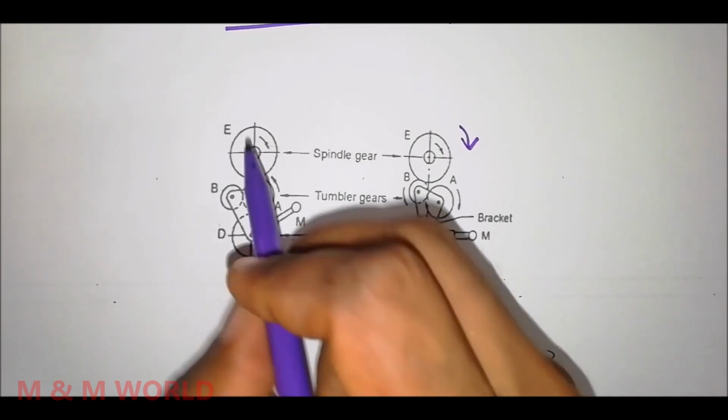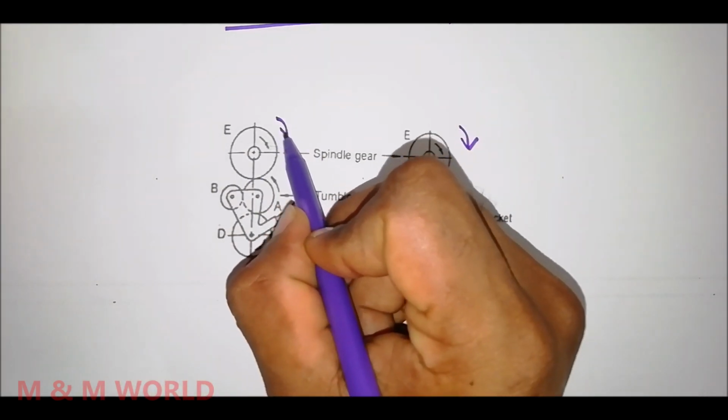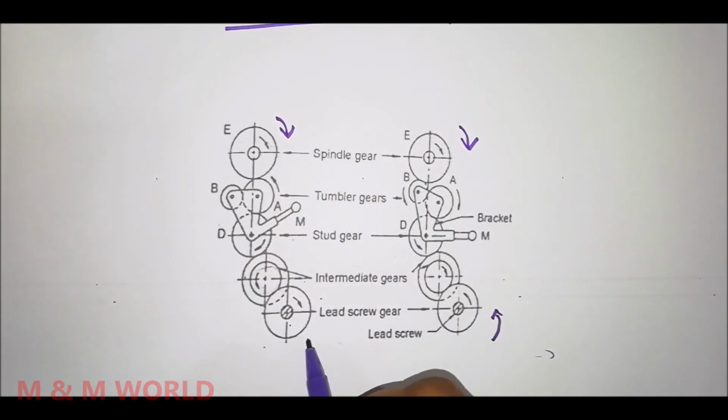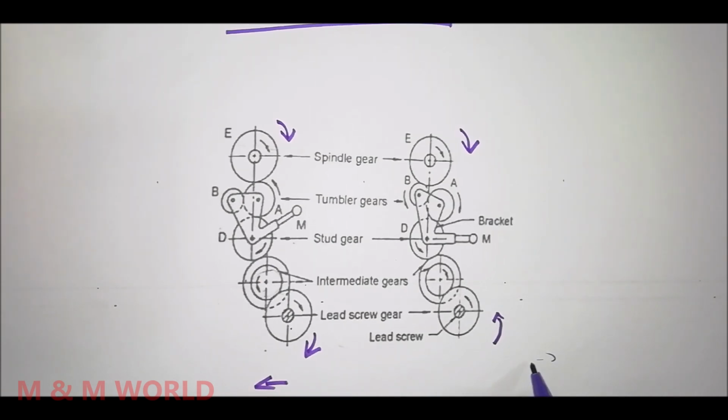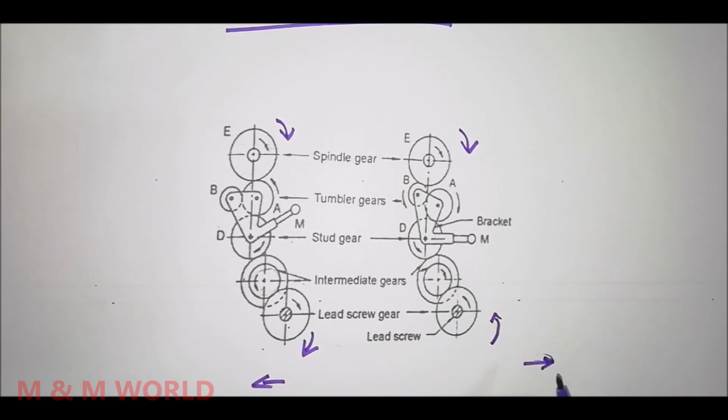And in this case, the spindle gear is rotating in clockwise direction and the lead screw gear is also rotating in clockwise direction, that is both have the same direction of rotation, that is the carriage moves towards the headstock, and in this case carriage moves towards the tailstock.